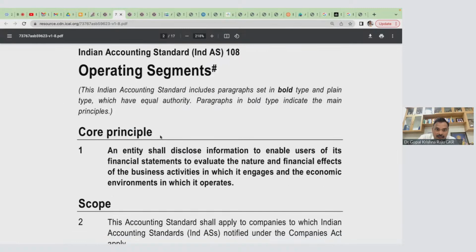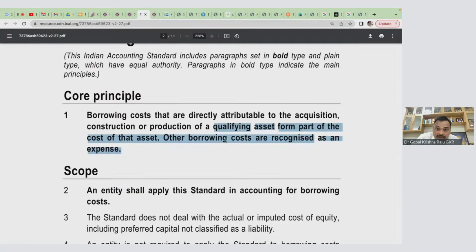So I told you this, especially this core principle of 108, operating segment: an entity shall disclose information to evaluate the nature and effects of its financial activities. This evaluation power is given to management. That is why companies like Ashok Leyland and Asian Paints were not disclosing itemized information. So here the power is given for the qualifying asset. Who will decide? Substantial. I'll come to that definition part.